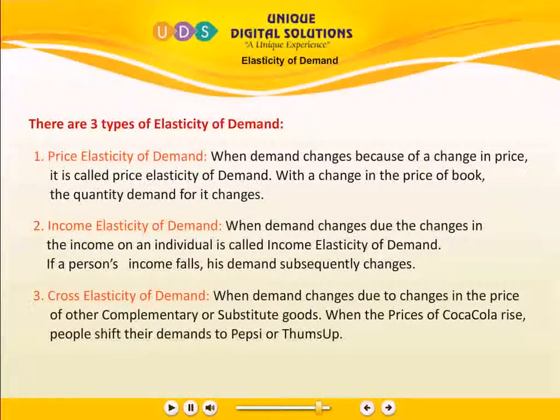Third, cross elasticity of demand. When demand changes due to changes in the price of other complementary or substitute goods. When the price of Coca-Cola rises, people shift their demands to Pepsi or Thumbs Up.